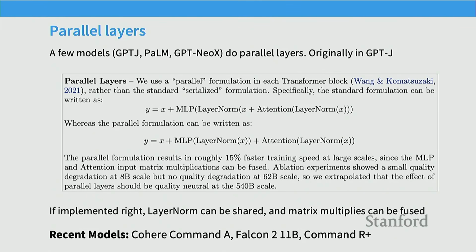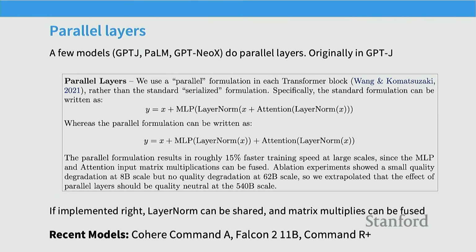And this was pioneered by GPT-J, which was kind of this open source replication effort. And the folks at Google doing PaLM were kind of bold enough to do this at the really big scale, and many others have kind of followed since. So if you're implementing this right, you can share a lot of stuff like the layer norms, and the matrix multiplies can get fused together, and you can get some systems efficiencies out of that.